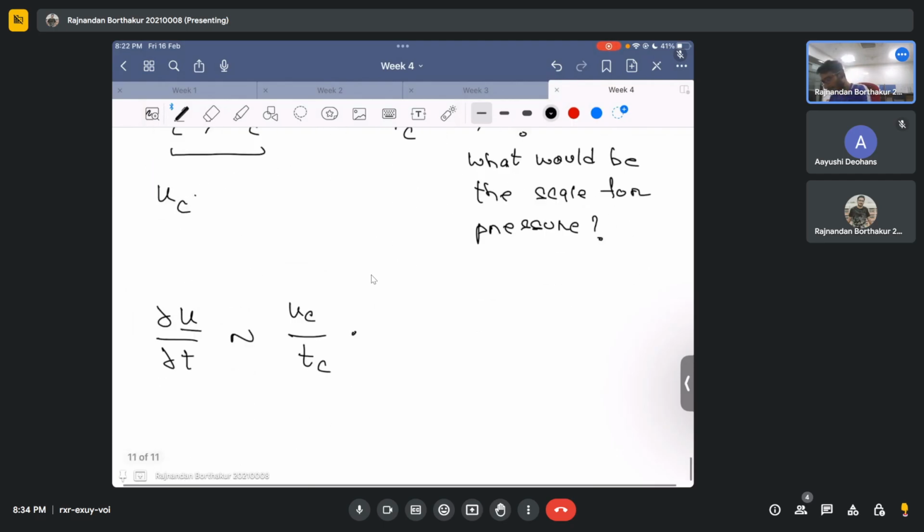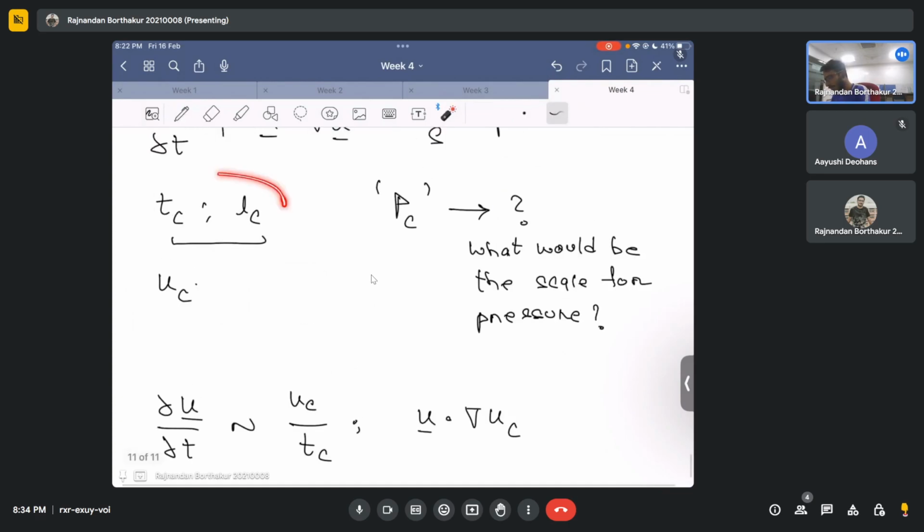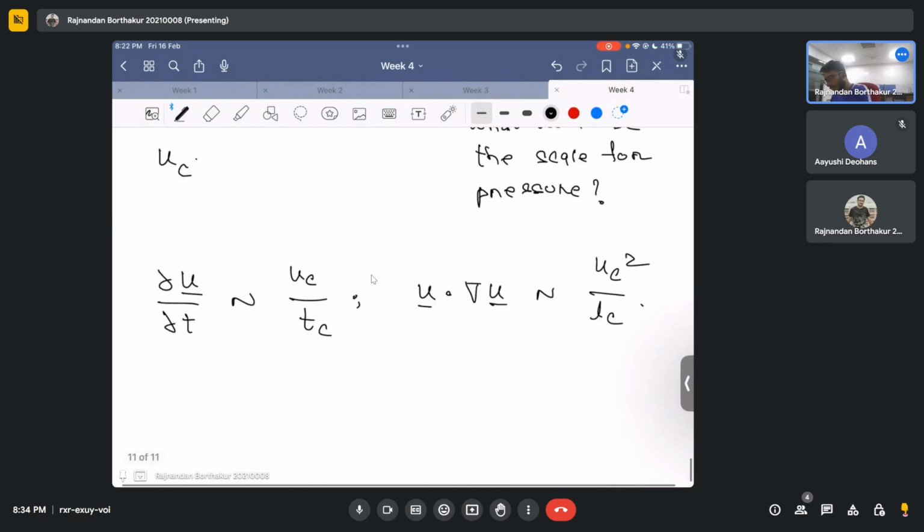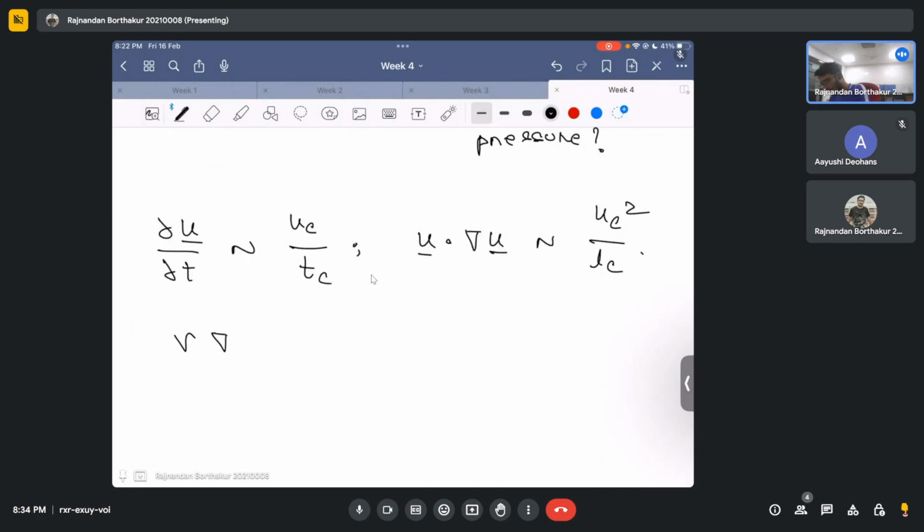Okay. Based on this, can you now tell me what would be the scale for this term, u dot grad u, in terms of these three quantities? Sorry, this is UC square by LC, exactly. So this term would scale as UC squared by LC. All right. Similarly, what would be the scale of this term?